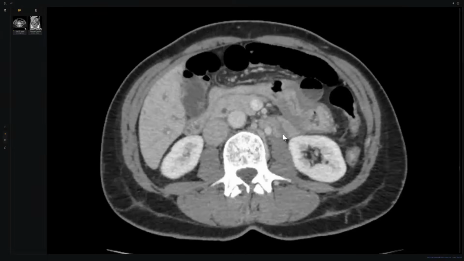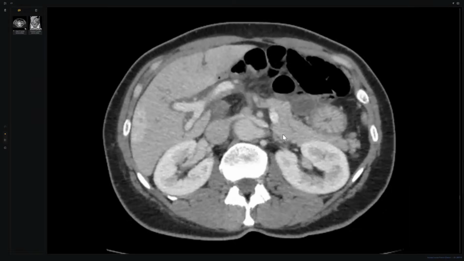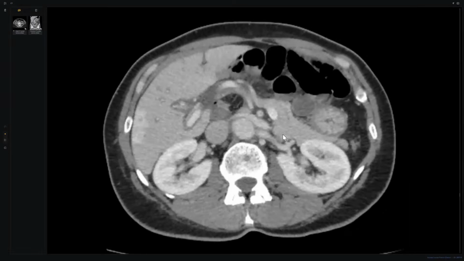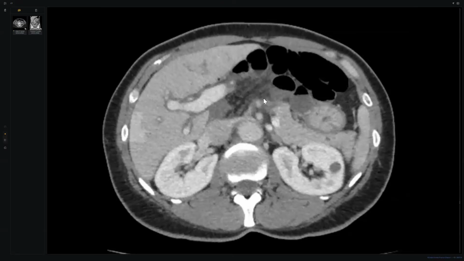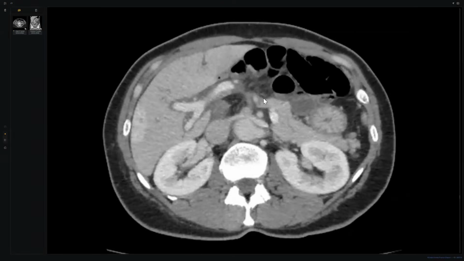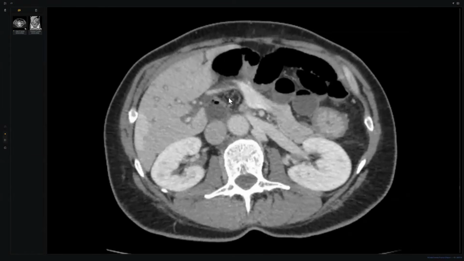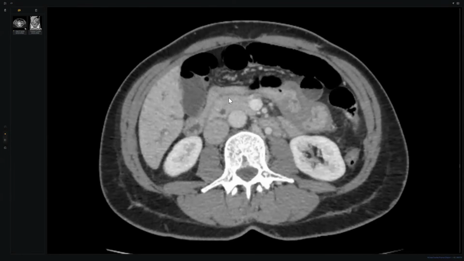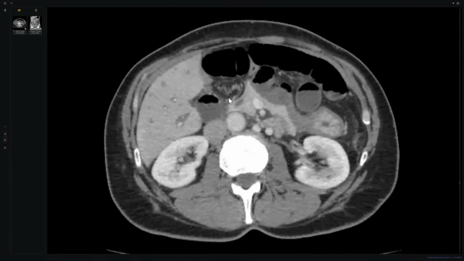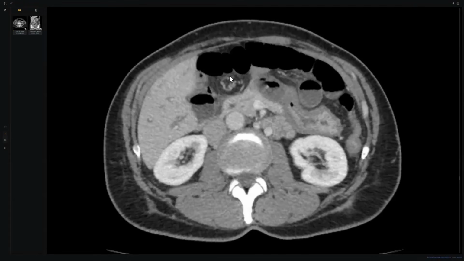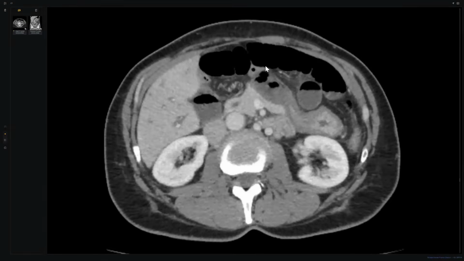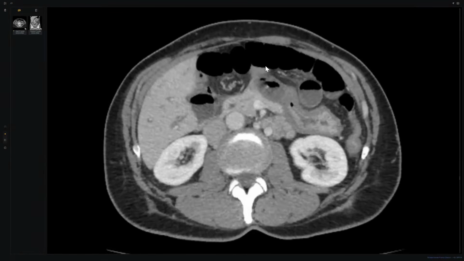Second point, there is a very important sign. Look here at this swirling of the vessels. The herniated bowel must be posterior to a vessel. This is the vessels and this is the herniated bowel. This must be one of the criteria of any internal hernia. It should be posterior to the vessel.